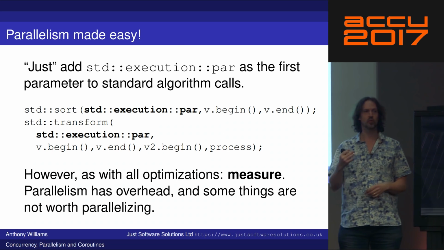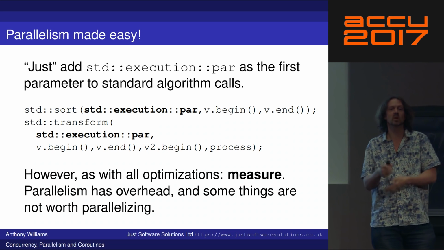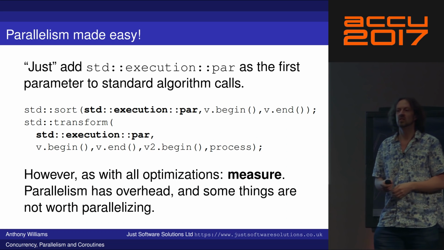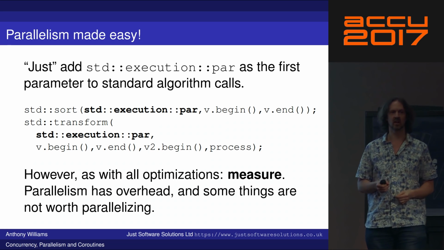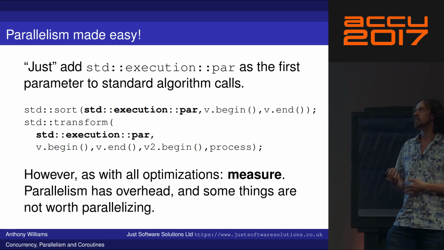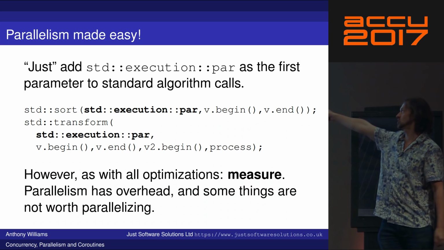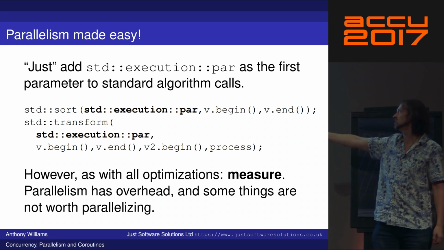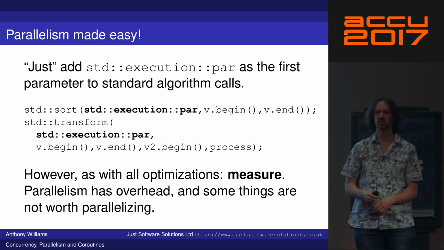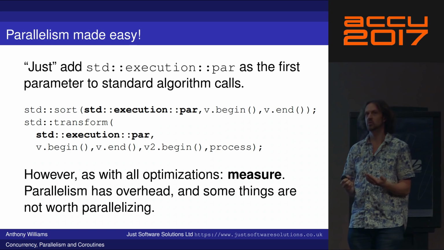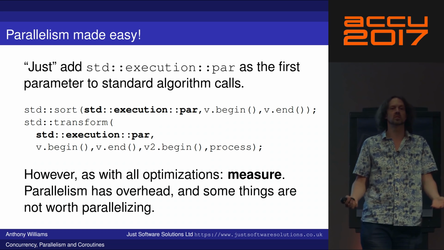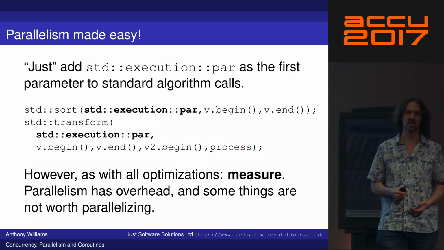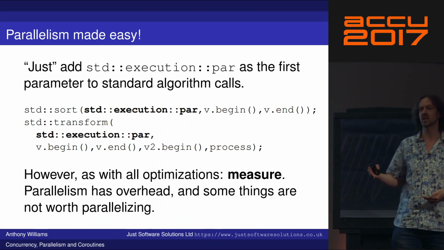So for the vast majority of cases where you've got a simple parallel problem, you just add std::execution::par as the first parameter, and you let the library deal with it for you. So you can sort with execution par, begin and end. Transform with execution par, begin and end, output, and your function. And so the compiler and the library will just do it, assuming you've got a library with the parallelism stuff provided. But as ever, there is overhead.